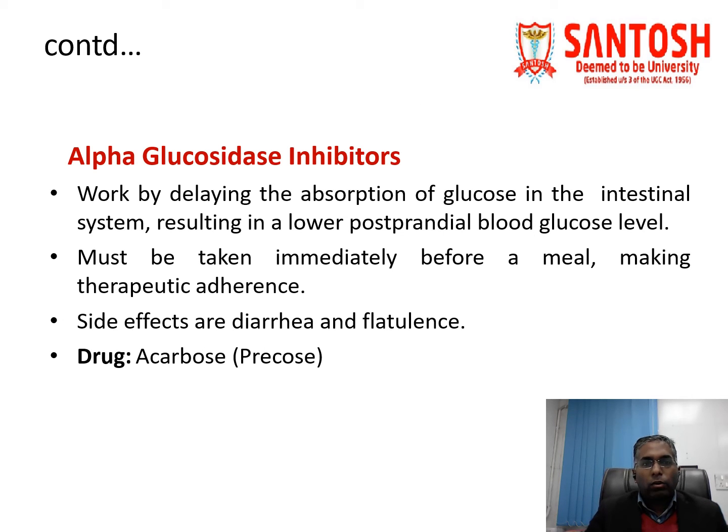Next drugs are alpha glucosidase inhibitors. They work by delaying the absorption of glucose in the intestinal system, resulting in lower postprandial blood glucose level. They must be taken immediately before a meal, making therapeutic adherence difficult. Side effects are diarrhea and flatulence because of non-absorption of carbohydrate in the gut, leading to some flatulence and sometimes diarrhea. Drugs are acarbose and voglibose.